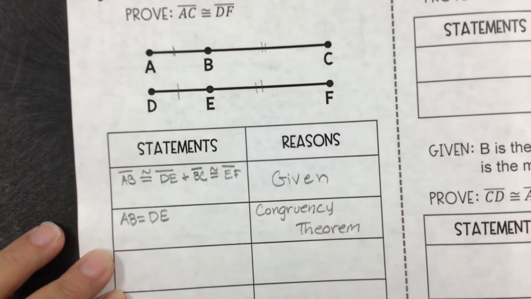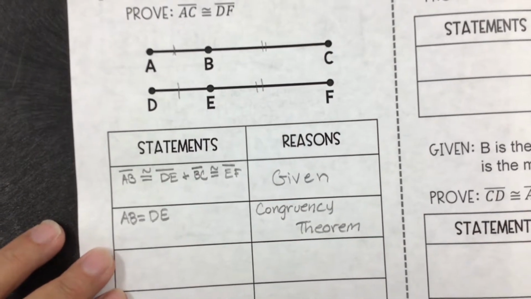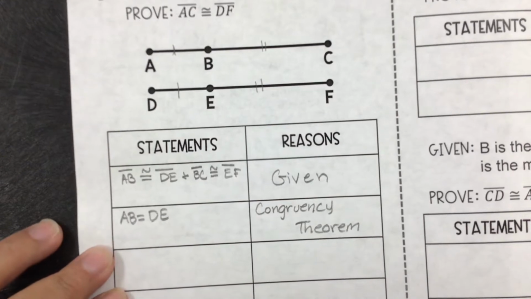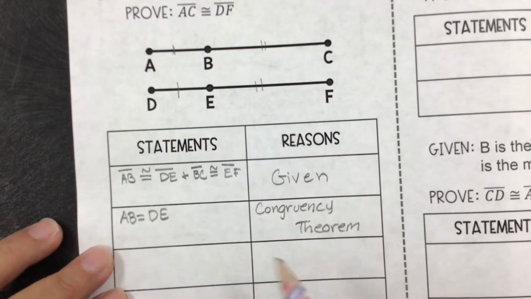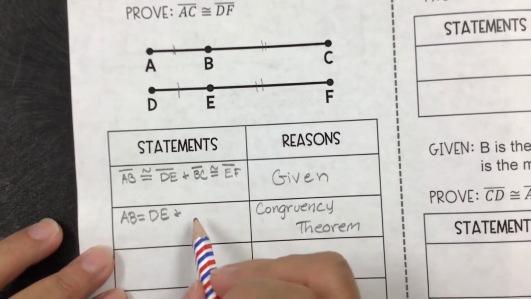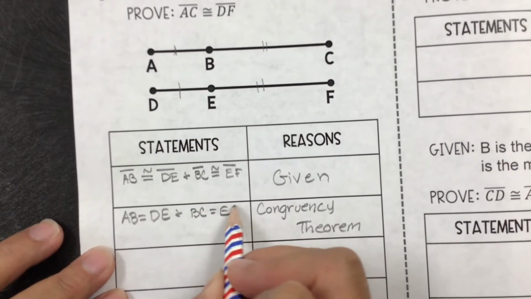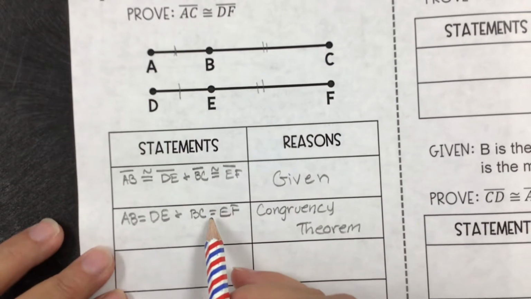When you have these on your test, please don't take shortcuts. Write out everything that I write out. Don't try to put TH for theorem. Write out the word theorem. Don't put con for congruency. Make sure you write out the whole word. So since I can do that for this statement, I can also do it for this one. So BC is equal to EF. So I just change it from congruency to equals.